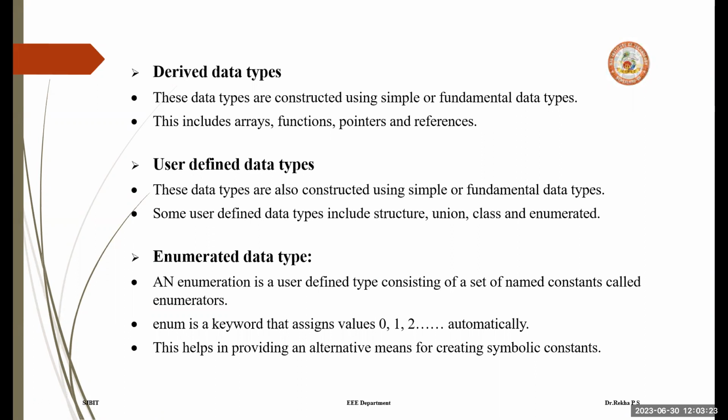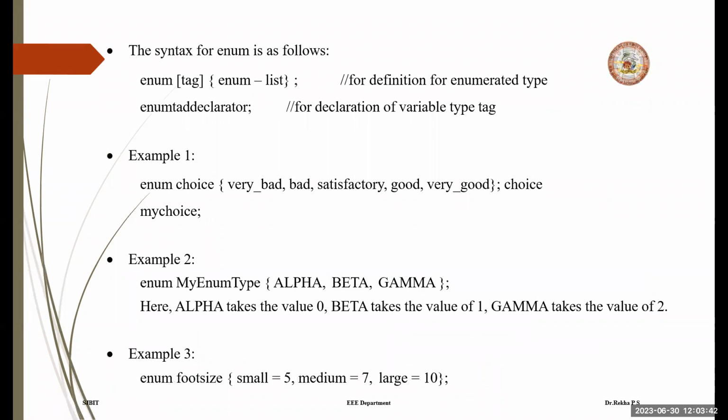So coming to the enumerated data type. An enumeration is a user-defined type consisting of a set of named constants called enumerators. Enum is a keyword which assigns the values 0, 1, 2, 3 like this automatically. This helps in providing an alternative means for creating symbolic constants. So the syntax for enum is as follows. You can see enum is a keyword. You have to give a tag and an enum list. So the name of the enumerator is this.